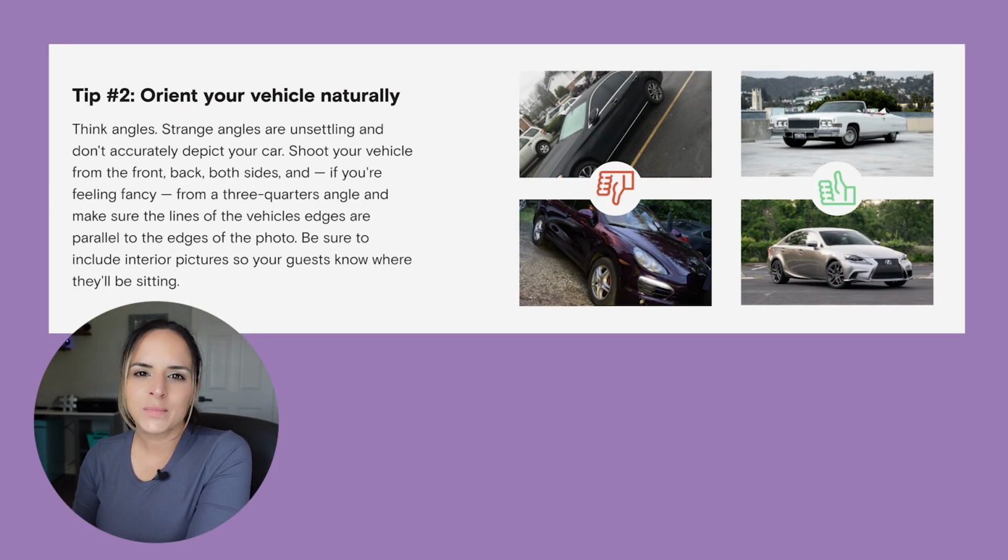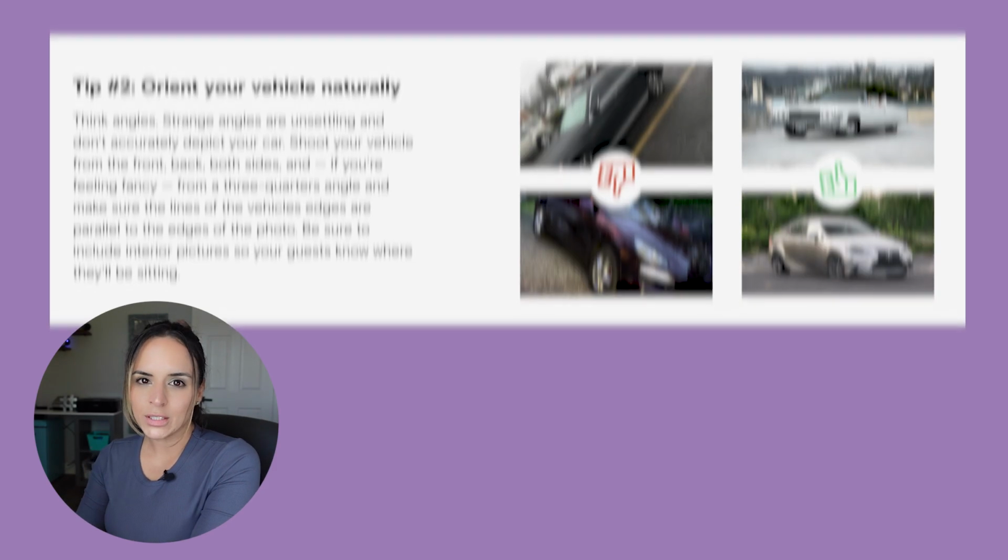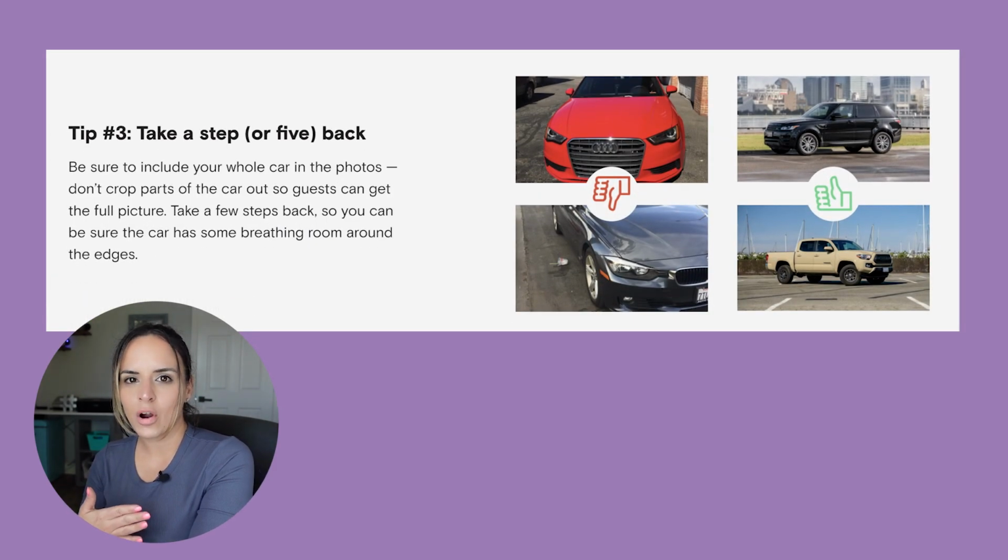Number two is orient your car naturally. I know that sometimes you can take these sort of sideways, sexy pictures of cars. However, you have to be careful when doing that because it could look sloppy or unprofessional. You can take sideways, just make sure that they're angled naturally. So the next step is to step back a bit away from the car so that the entire car can come out in the shot and the guest can get the entire full picture.